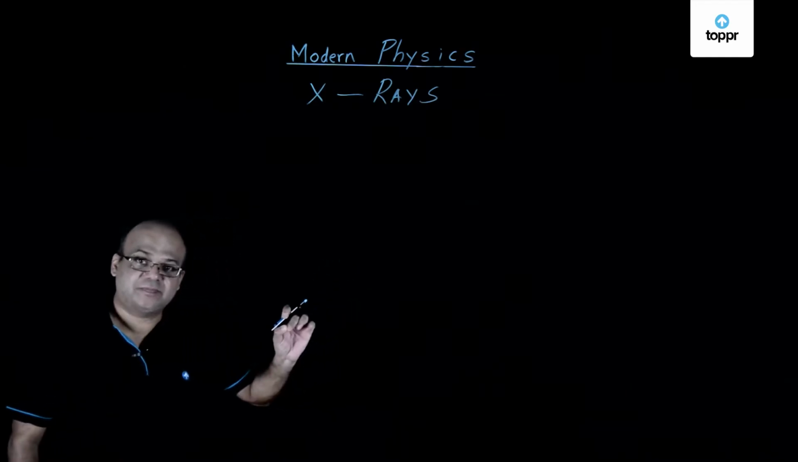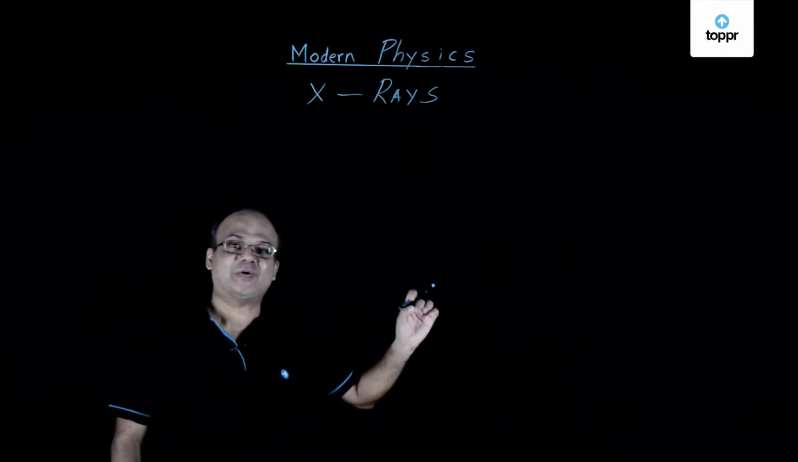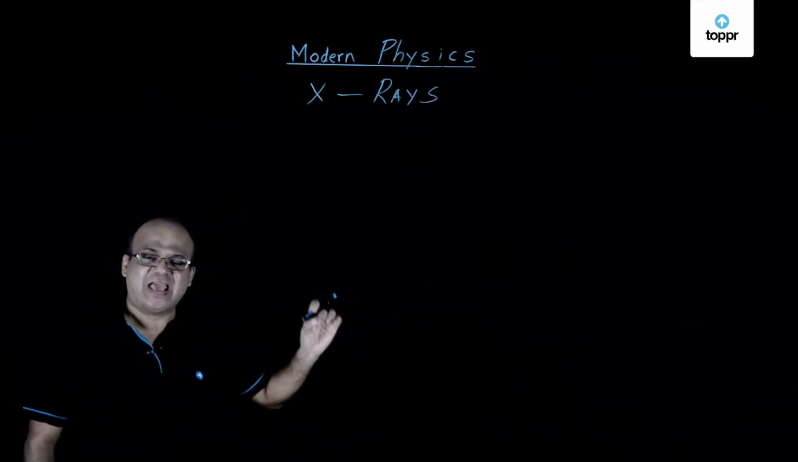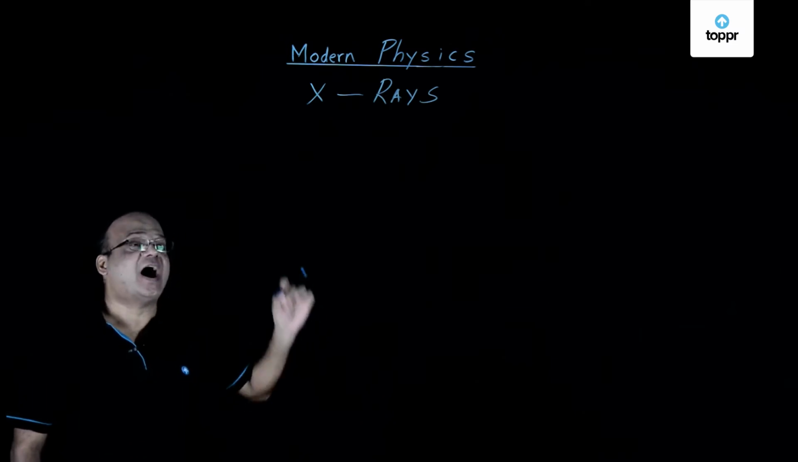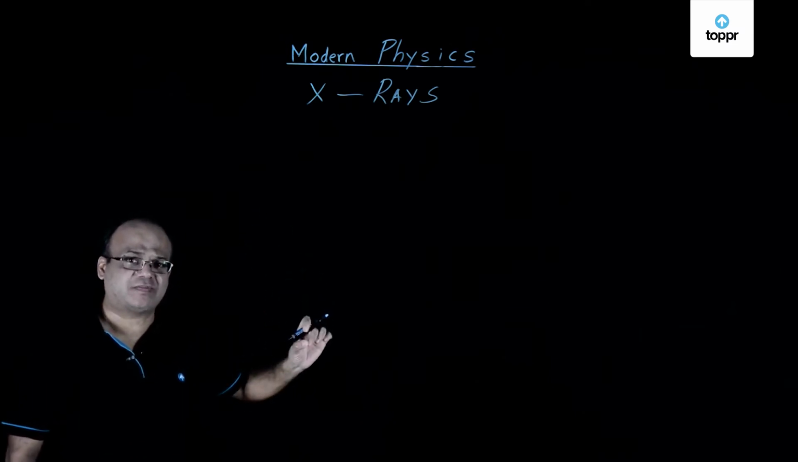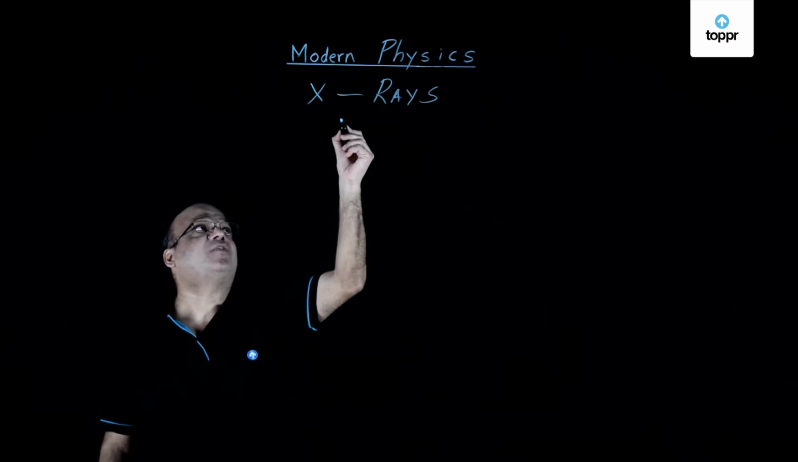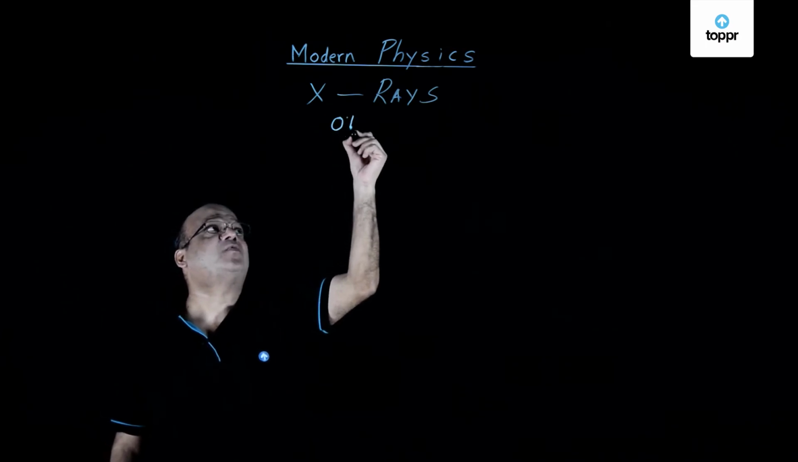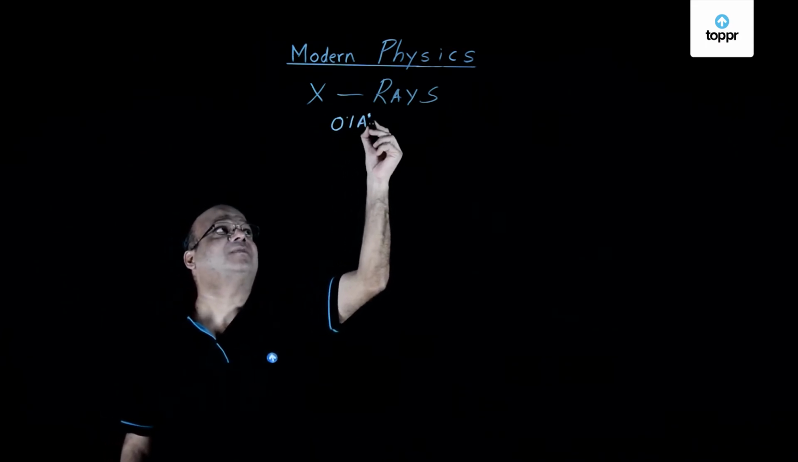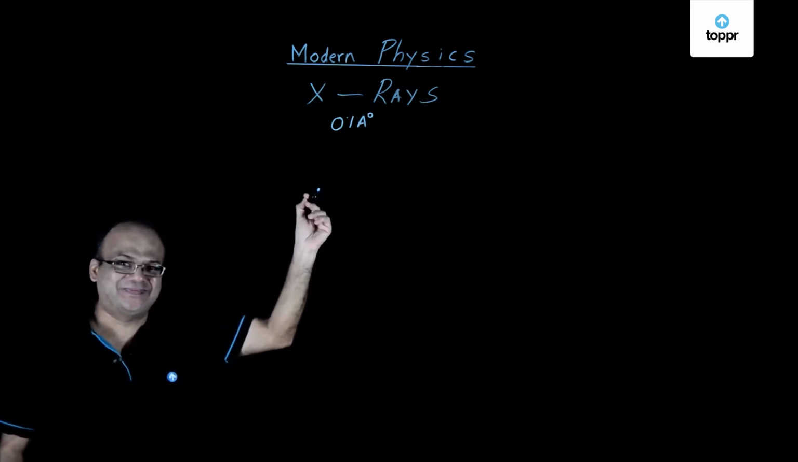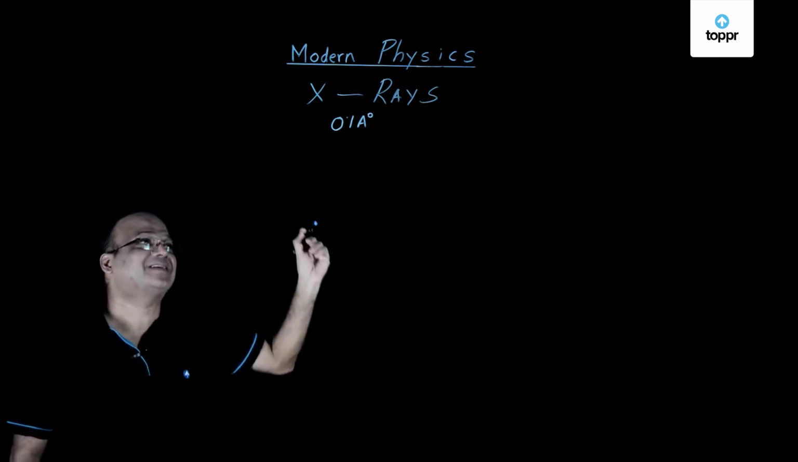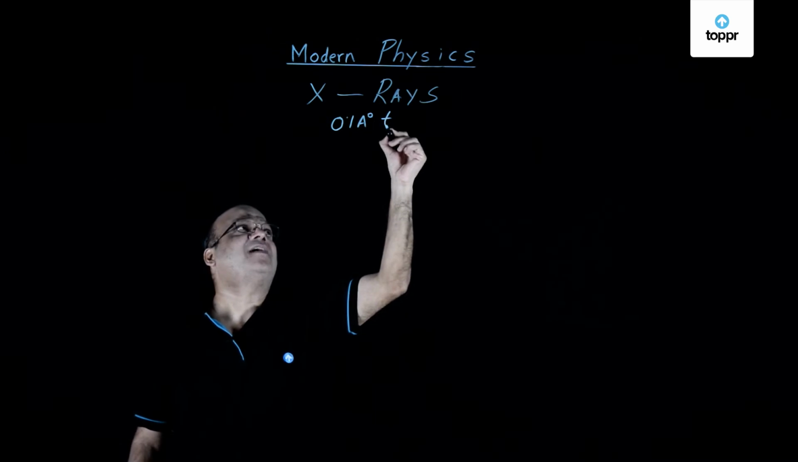In this lesson, we are going to learn about X-rays. X-rays are electromagnetic waves having wavelength from 0.1 angstrom. What is 1 angstrom? 10 to the power minus 10 meter, to 100 angstroms.